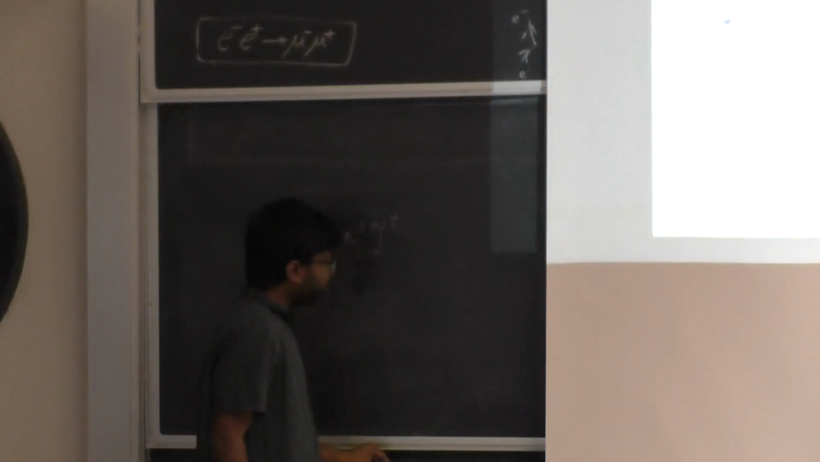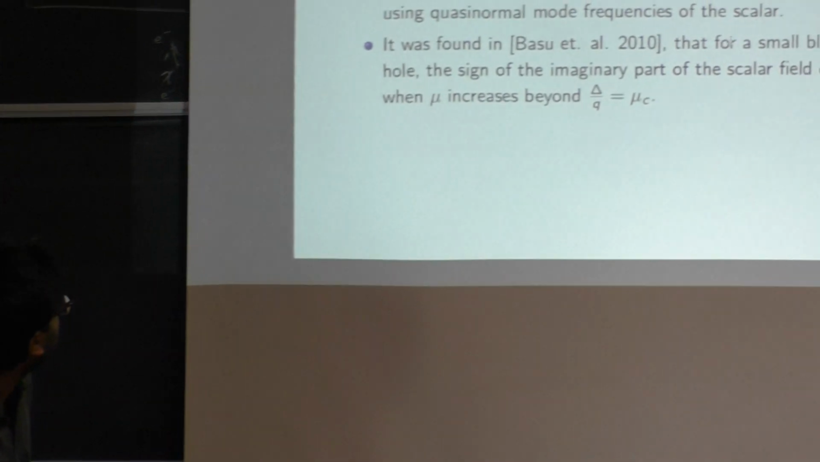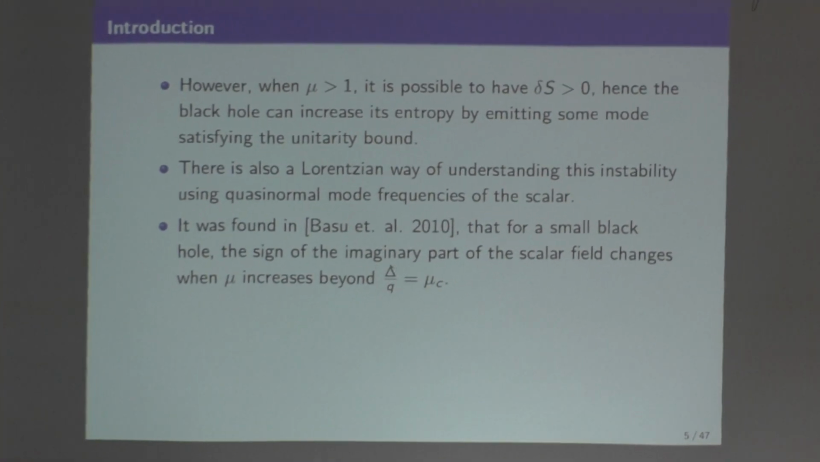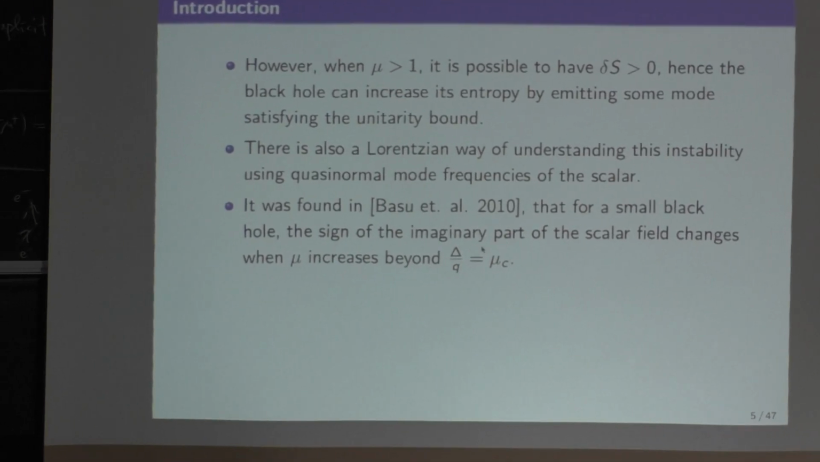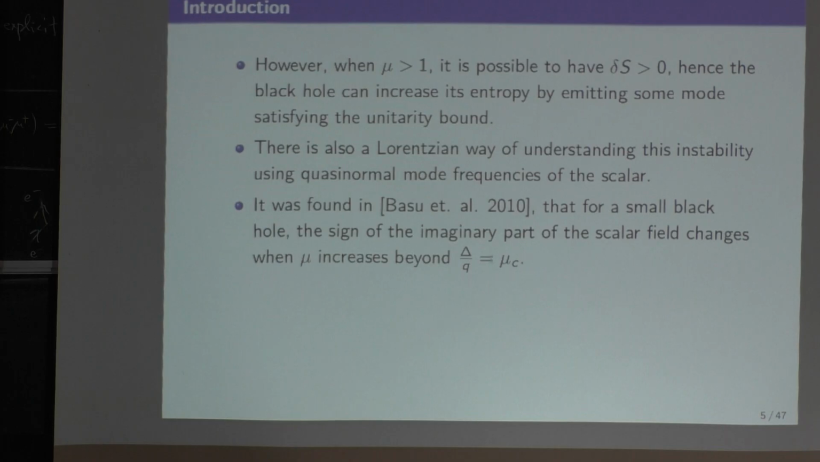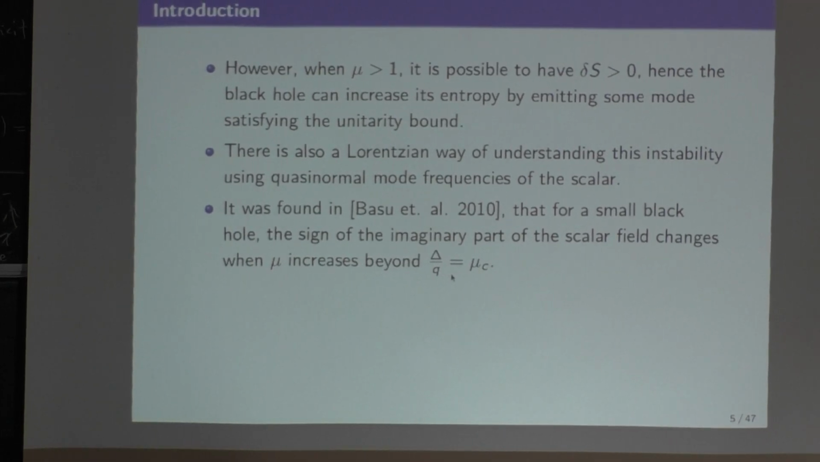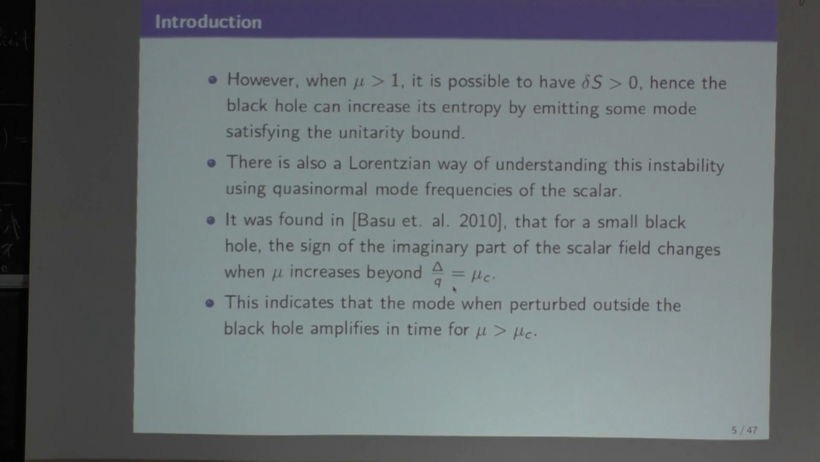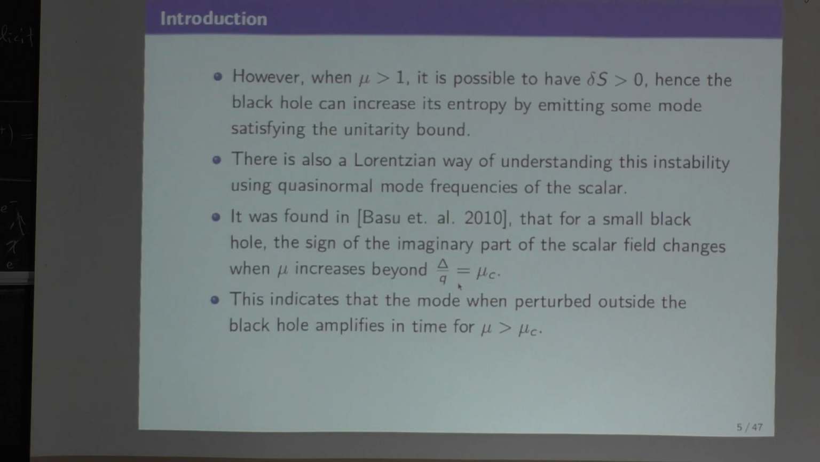However, in this paper, they considered some small black hole and they coupled some scalar field to it. And what they observed is that when the chemical potential of the black hole exceeds this critical value, the sign of the imaginary part of the quasi-normal frequency changes. So this is also suggesting that the mode, when perturbed from outside, increases in amplitude with time. So it's suggesting an instability.